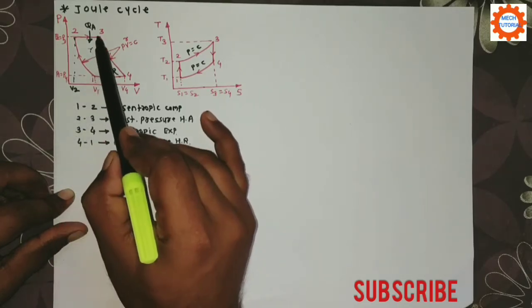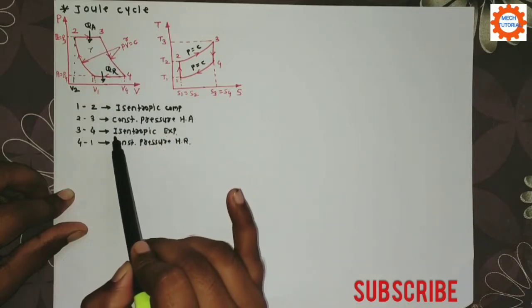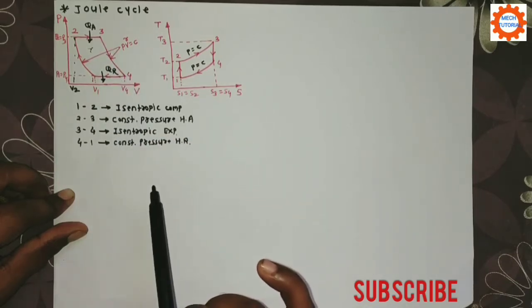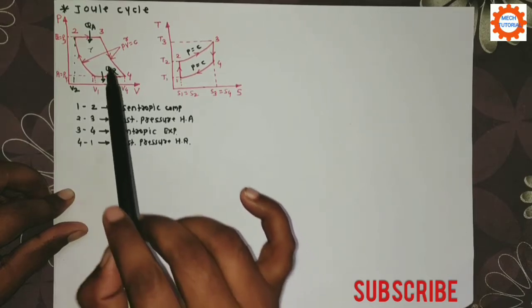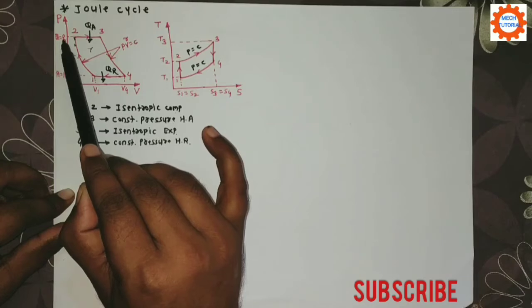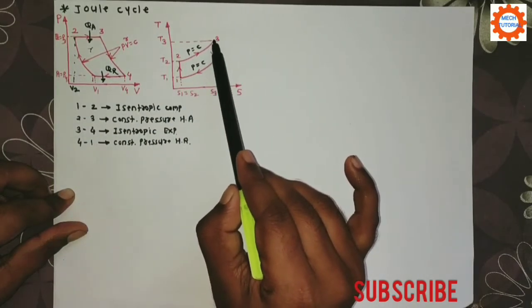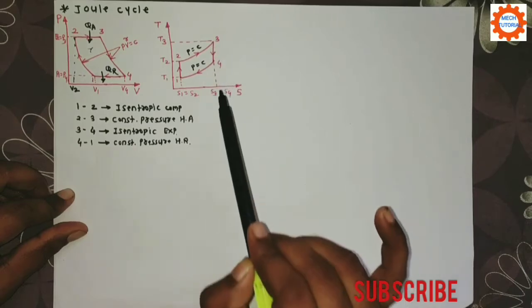Next process is the process 3 to 4. This process is known as the isentropic expansion process. During the expansion process, pressure drops from P3 to P4, as well as temperature decreases from T3 to T4.